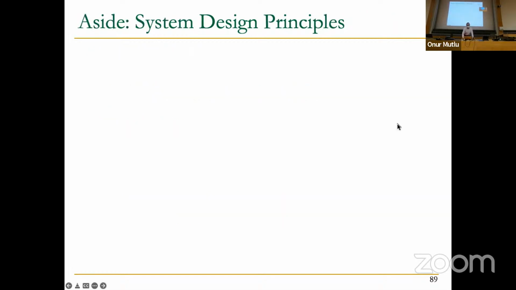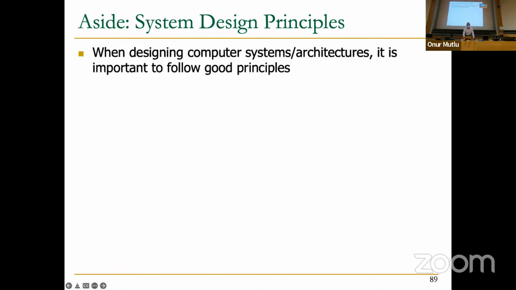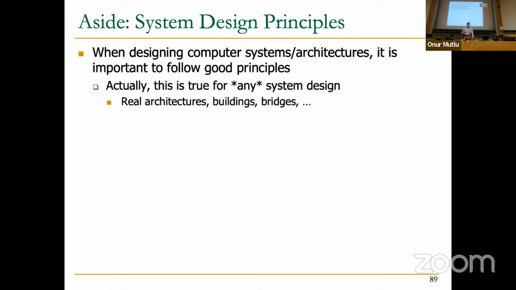Okay, so if you allow me a little bit, we should also talk about system design principles here, because it's never good to violate these principles. And the reason we cover single cycle microarchitectures is to show that principled designs are actually very important. But there are other system design principles that are important to follow, and people actually documented these when they built systems and architectures. This is true for any system design in general, like real architectures, buildings, and bridges. We actually talked about this at the beginning of this lecture, right? Good consumer products also. You should always have good principles to design good consumer products.